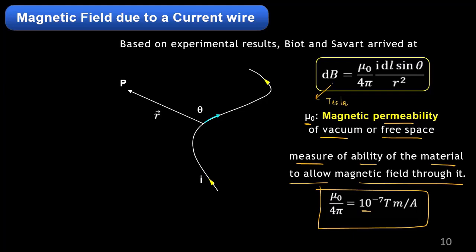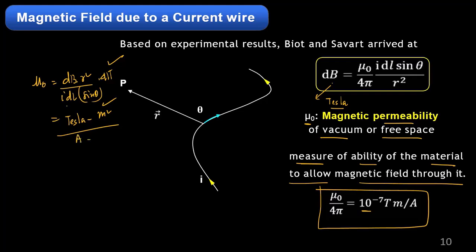Tesla is the unit for the magnetic field. So mu naught has the dimension of what? Tesla into meter square. If I write mu naught, it should be equal to dB into r square divided by I into dl, and sine theta is there and 4 pi is there. Both 4 pi and sine theta have no dimension. Only the dB is Tesla. Then r square is meter square, divided by I, which is ampere, and dl is meter. So ultimately one meter will cancel out, and we get Tesla meter per amp. So that is the dimension for mu naught.